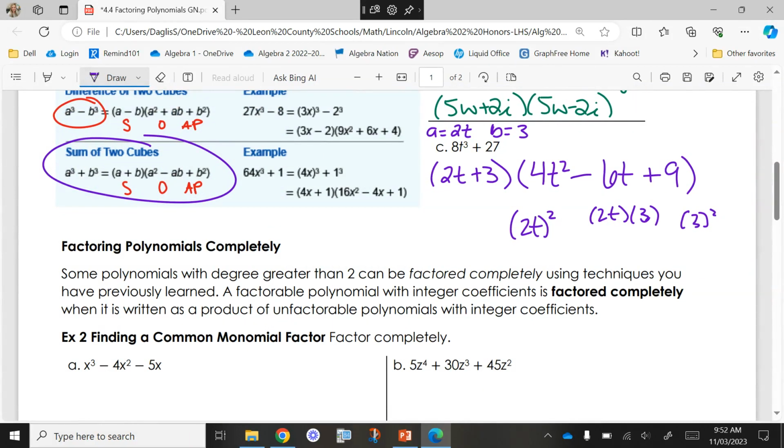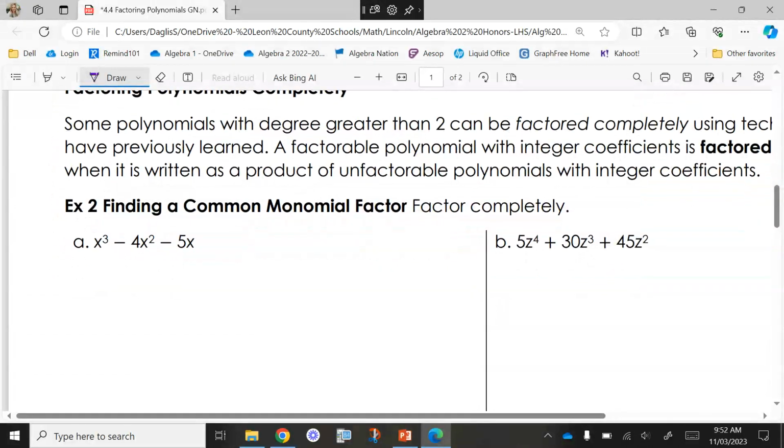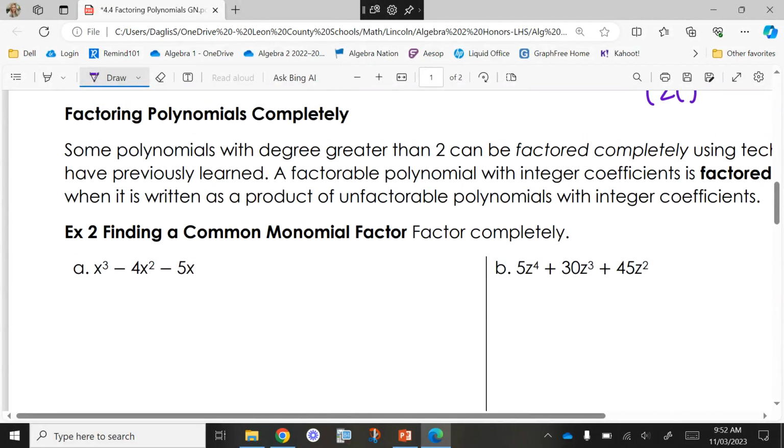All right, some polynomials with a degree greater than 2 can be factored completely using techniques you have previously learned. A factorable polynomial with integer coefficients is factored completely when it is written as a product of unfactorable polynomials with integer coefficients. Okay? So my first one here, I have x cubed minus 4x squared minus 5x.